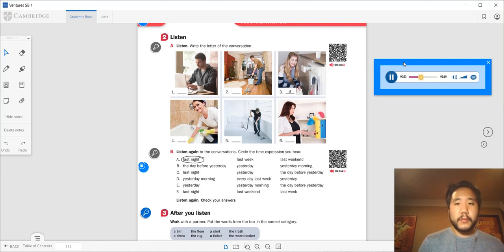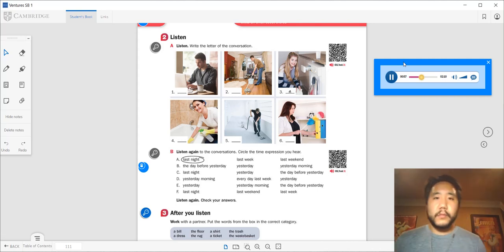Conversation C. Susie, did you clean the bathroom? No, I didn't. But Rita did. Oh? When did she clean it? She cleaned it the day before yesterday. Okay, good.